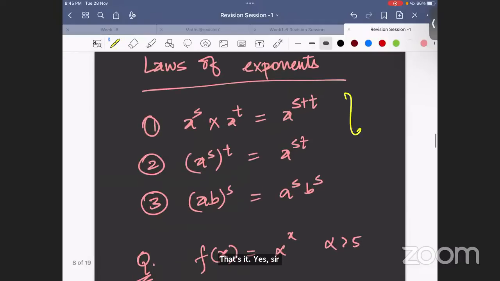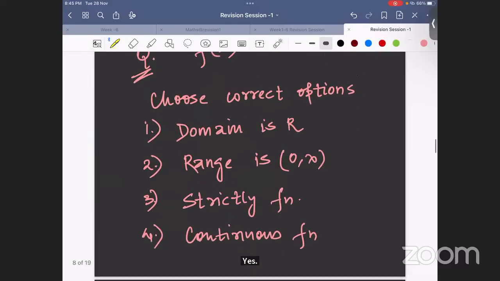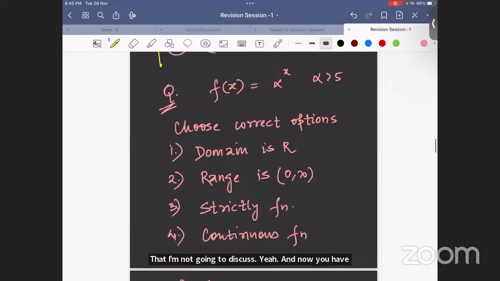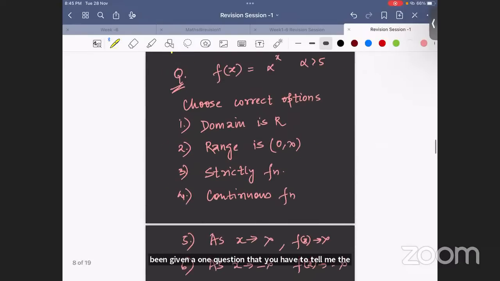See, there are some laws of exponents that you should be doing. Okay, that I'm not going to discuss. Yeah, and now you have been given a question that you have to tell me the answers for. You have basically 6 options. You have to tell me how many of them are correct, and this is very important for your paper.